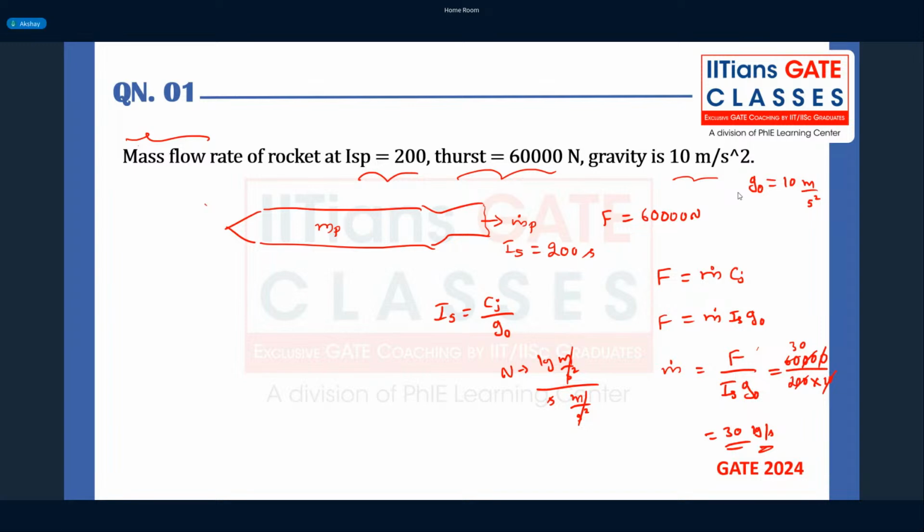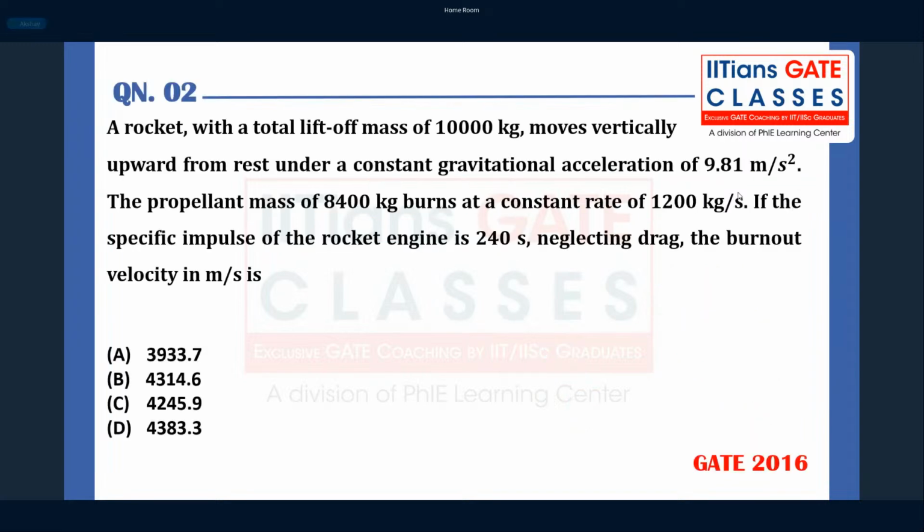Okay. So let us take one more problem. This is from the rocket equation that we saw a few slides back. With a total lift-off mass of 10,000 kg, so they are giving you the initial mass m naught, it moves vertically upward from rest. That means initial velocity is 0, and at a constant gravitational acceleration of 9.81 meters per second square, and it has a propellant mass of 8,400 kg and burns at a constant mass flow rate of propellant given as 1200 kg per second.